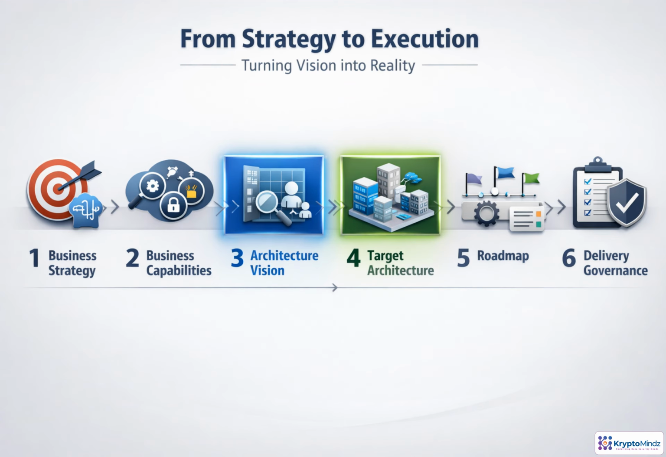Here is how that connection works in practice. A strategy such as improving knowledge access with AI first becomes a set of business capabilities, like discovery, analytics, collaboration, and decision support. The architecture vision clarifies scope, stakeholders, value, constraints, and outcomes. Target architecture then turns that vision into business, data, application, and technology designs. From there, the roadmap sequences work packages and dependencies. Delivery governance keeps teams aligned through standards, reviews, and change control. This flow helps leaders decide what should change, what must be protected, and what to build now versus later.